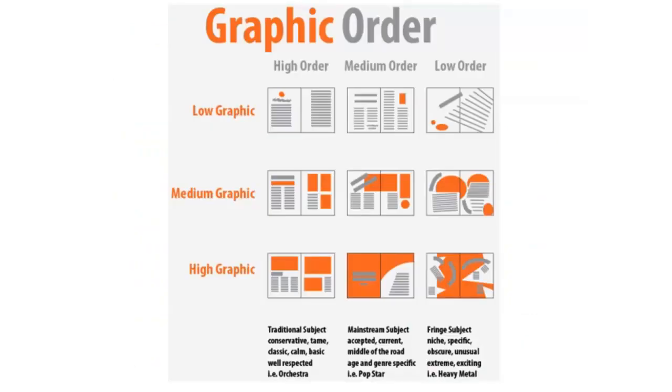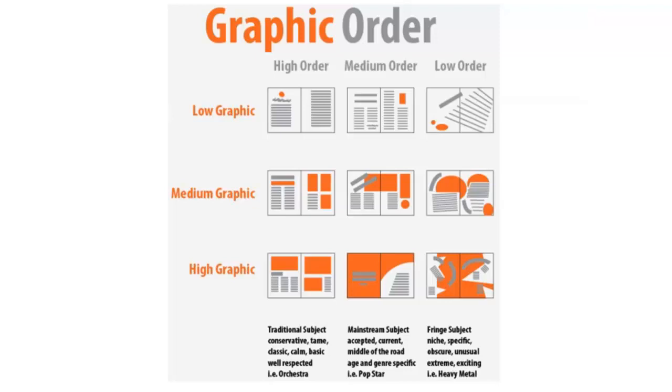Alright, so what is graphic order? This is graphic order, and this is how I expect you to lay out your spreads for your project. The top row here is low graphic. Low graphic, if you remember the previous project, refers to any imagery that is low in detail. It doesn't have a lot of detail. It doesn't have a lot of color. It doesn't have a lot of stuff going on in it.